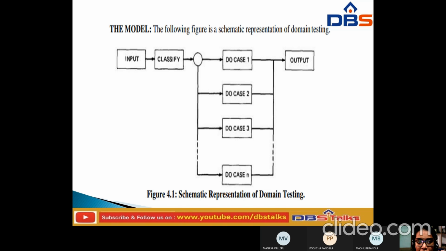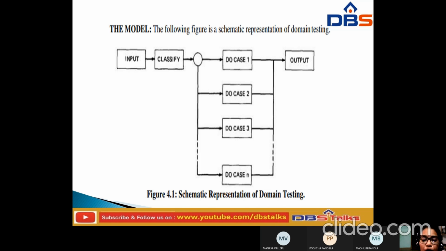Whatever input you have given, you have to classify here. From this classification, we have to perform different cases. We are taking them as case 1, case 2, case 3, up to case n, as many cases as our program needs. After execution we combine all these cases, and it will produce the output. This is a semantic representation of domain testing.